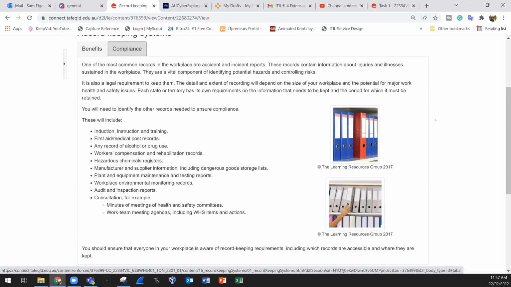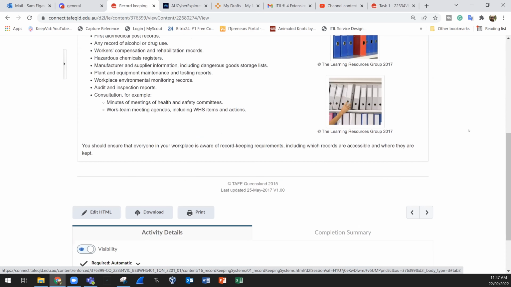So we keep these records. Work team meeting agendas, including WHS items and actions. Every time we have a meeting, we have WHS share. When I was working in mining, it's every day. During the daily meeting, we have WHS share. So it depends on the environment.